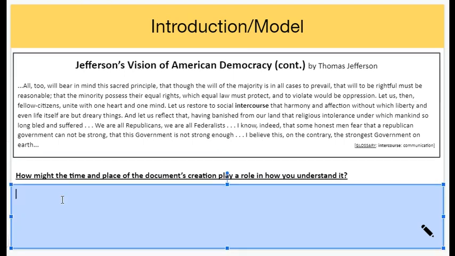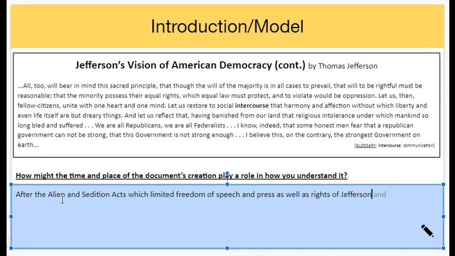So time and place of creation, I'm writing down because I just remembered it's after the Alien and Sedition Acts, which limited freedom of speech and press, as well as rights of Jefferson's supporters. Sometimes auto stress doesn't work.